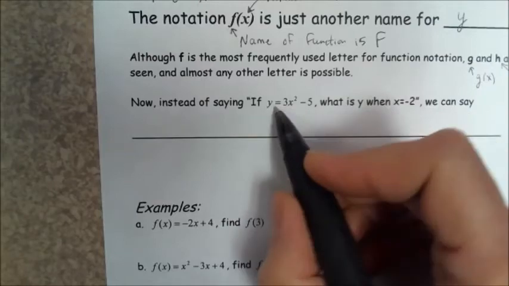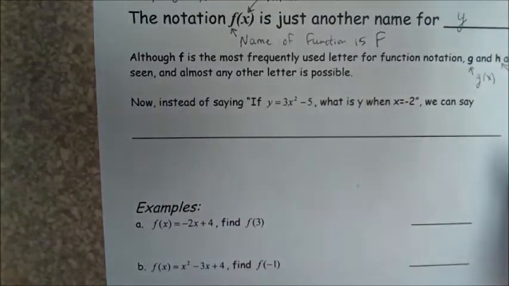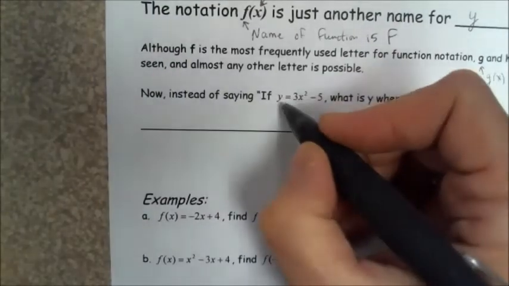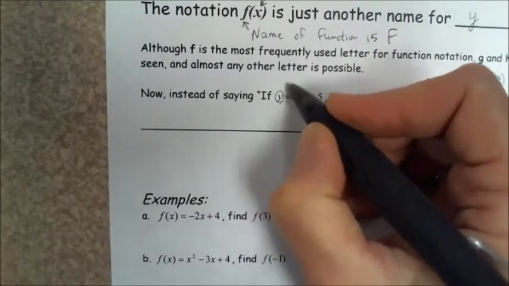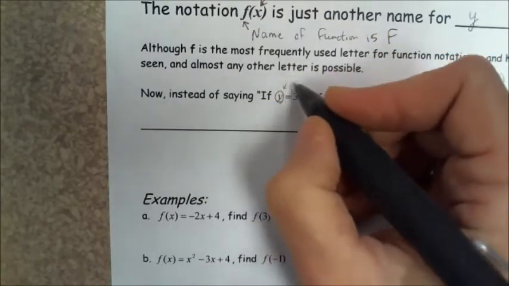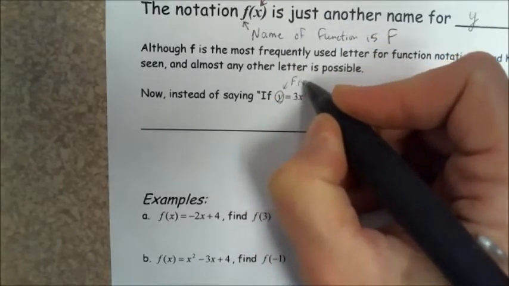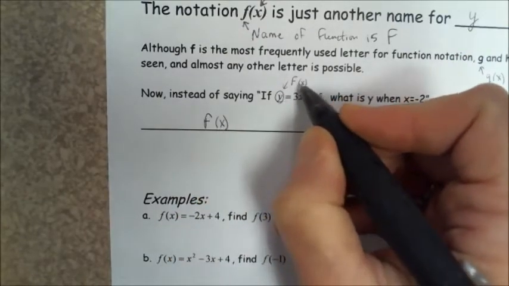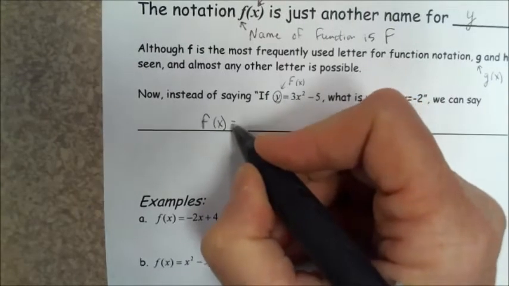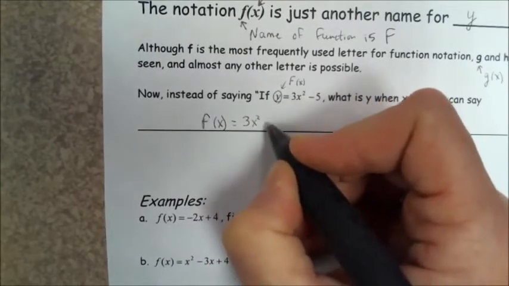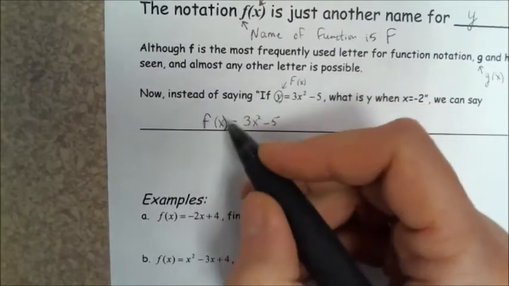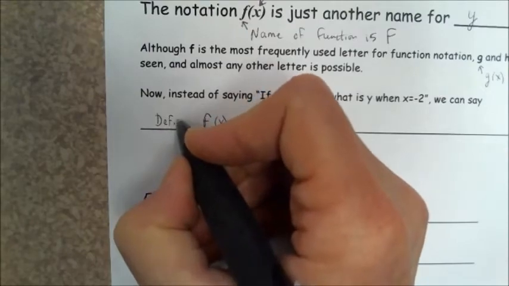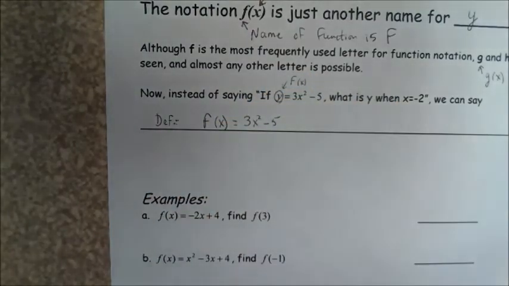So now if we have an equation that says y equals 3x squared minus 5, and we want to figure out what y is when x is equal to -2, what we can do is take this y out of here, and y is just another name for f of x. So we're going to replace this y with f of x. f of x is equal to 3x squared minus 5. So that's our definition of this function. It's a function definition. I'll put DEF for the definition of that function.